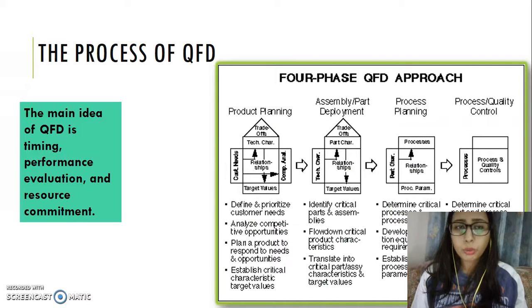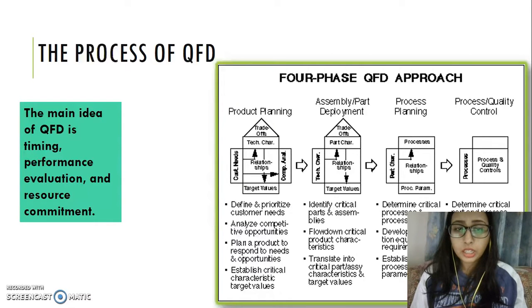Now talking about the process of QFD, the main idea in the QFD process is timing, performance evaluation, and resource commitment. So, in the 4 main steps of the process of QFD, you have product concept planning, product development and specification, manufacturing processes and production tools, and production of the actual product. In the 4-phase QFD approach, you have product planning, assembly, process planning, and process or quality control.